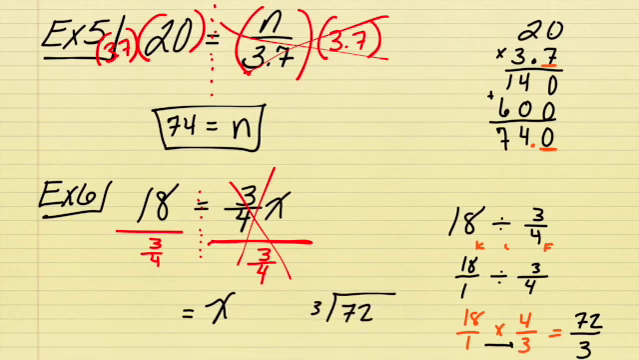72 divided by 3. 3 goes into 7 twice. All right, 3 goes into 12 4 times, so that equals the whole number 24. So back in my equation, all right, my x equals 24.